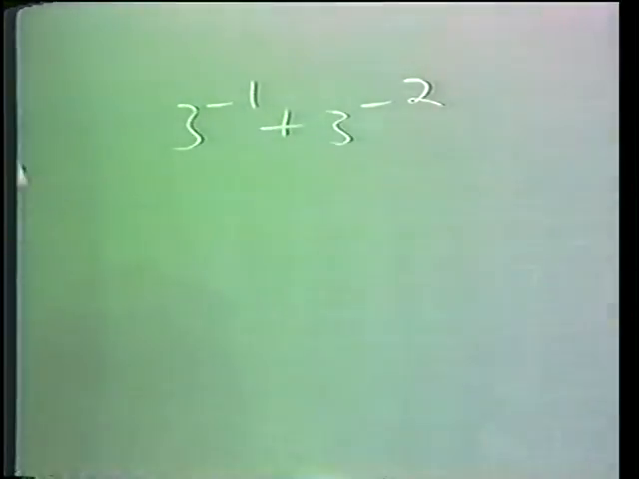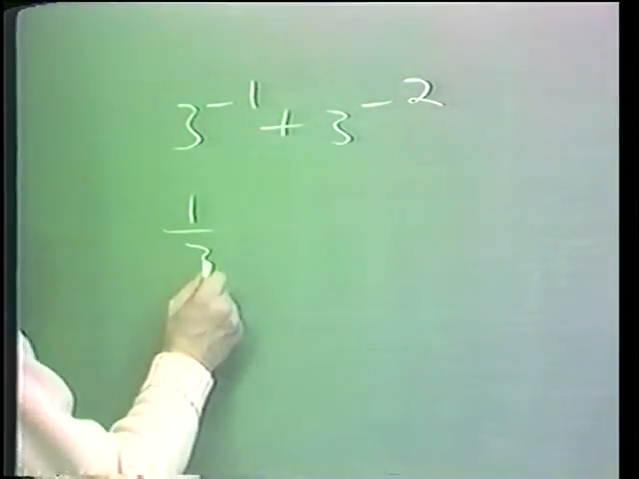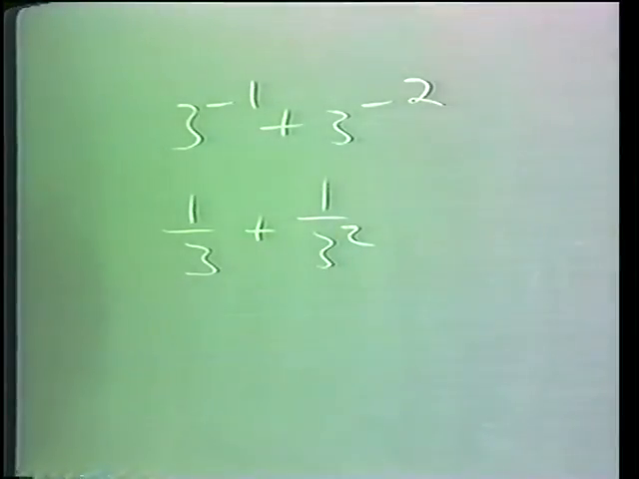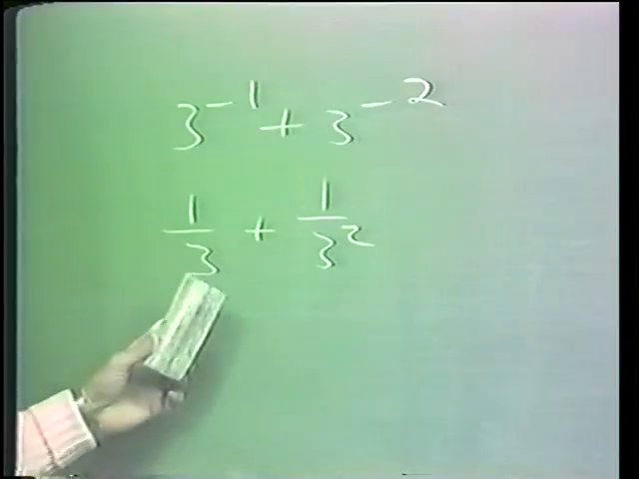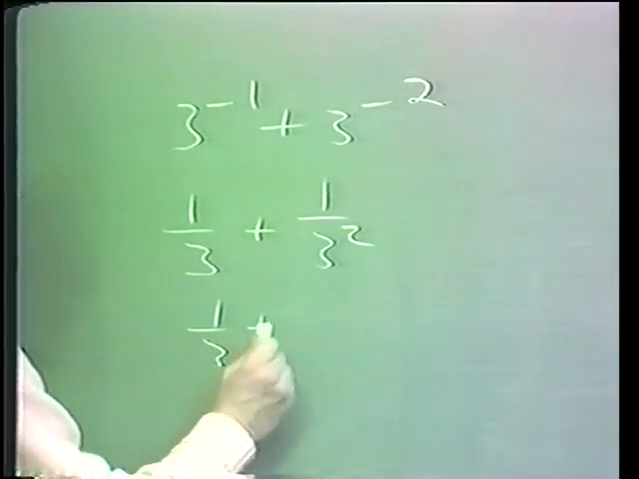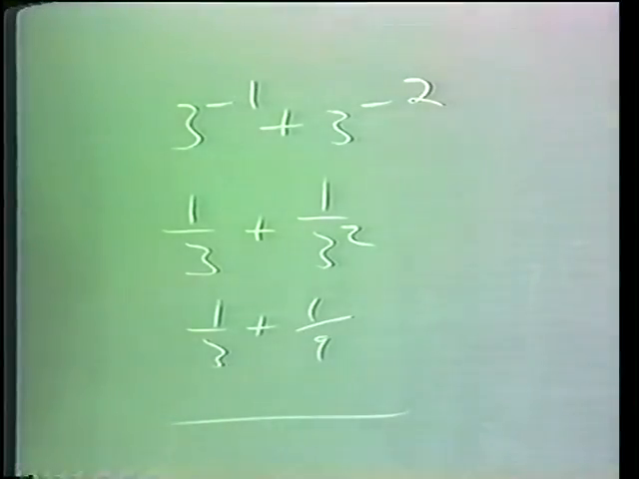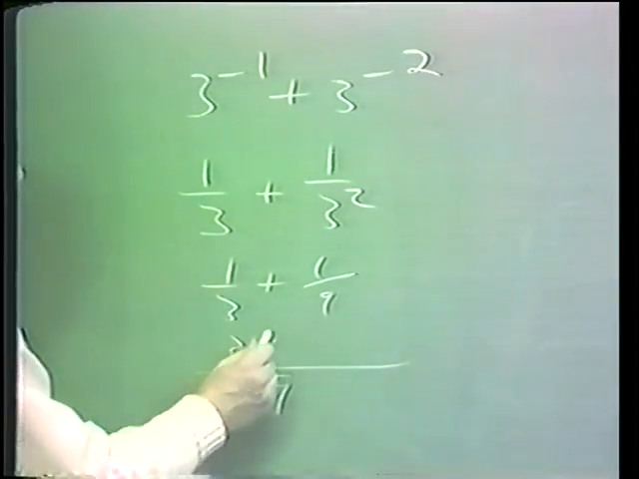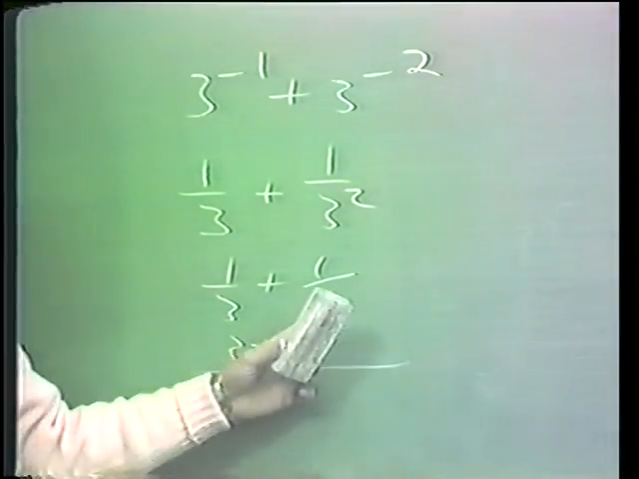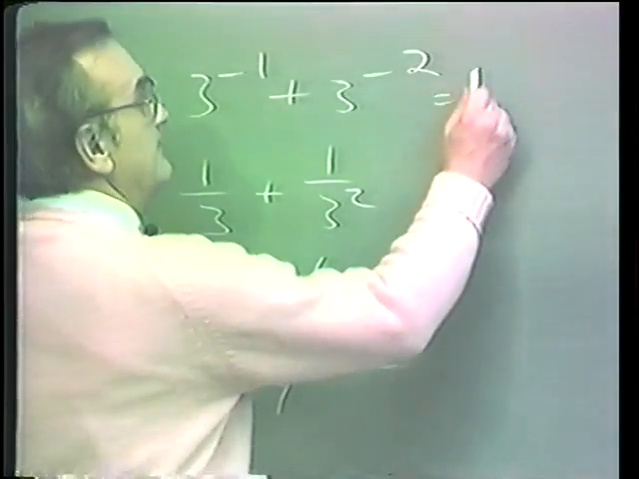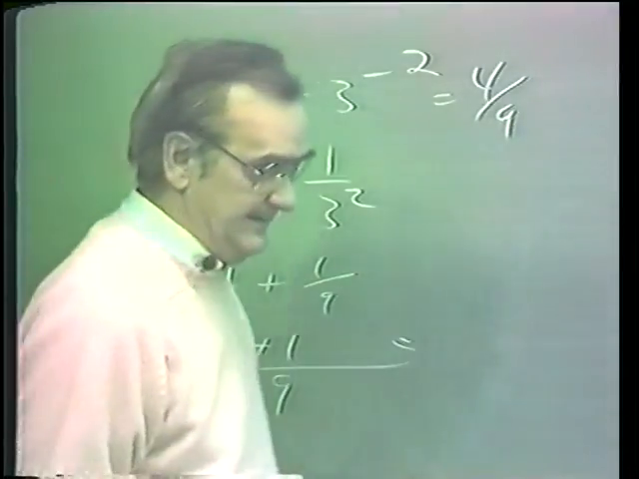Well, the first thing we're going to have to do is get rid of negative exponents. So we have 1 over 3 plus 1 over 3 squared. The negative exponents are gone by property 8. So now we have 1/3 plus 1/9. Well, what we have to do is find an LCD. That's arithmetic. The LCD is 9. That means we're going to have to multiply this first denominator by 3, multiply the numerator by 3. Second denominator, we don't have to do anything to that. Don't do anything to the numerator. And we come out with 4/9.